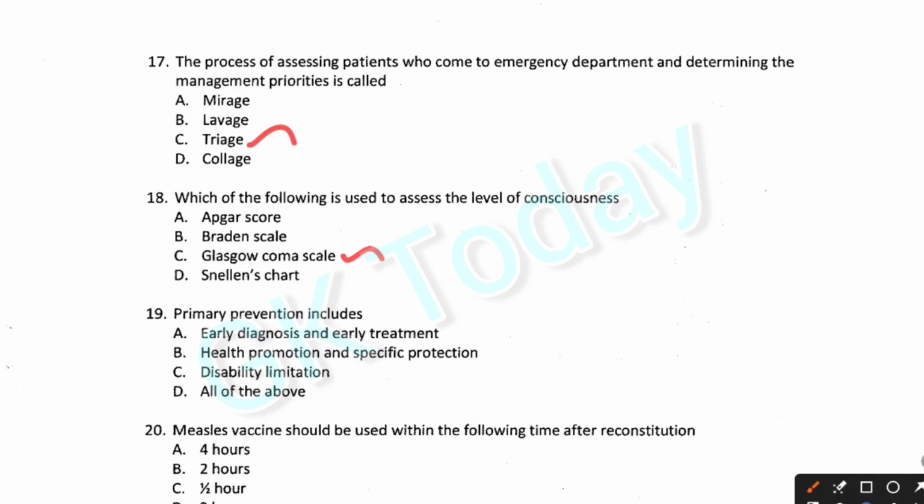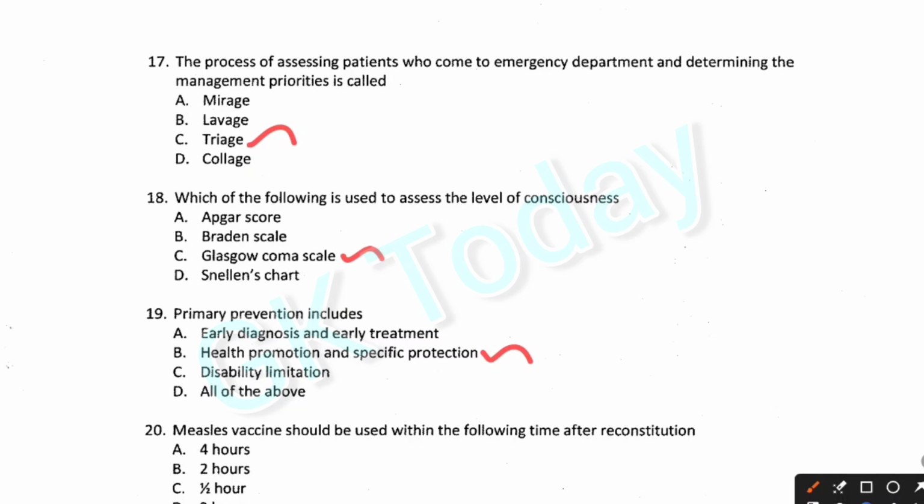Question number 19, primary prevention includes health promotion and specific protection. Primary prevention includes health promotion and specific protection.